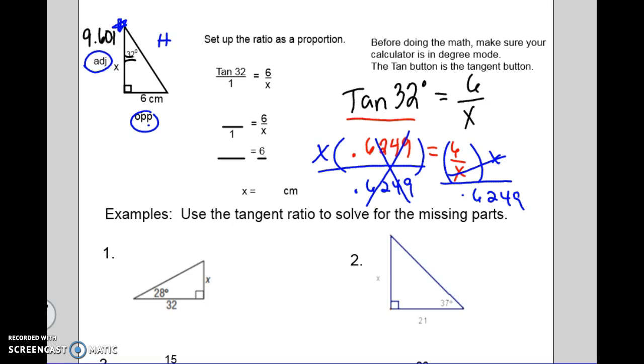9.601, so round up. Okay? No, four decimal places. No, four decimal places after the decimal point.